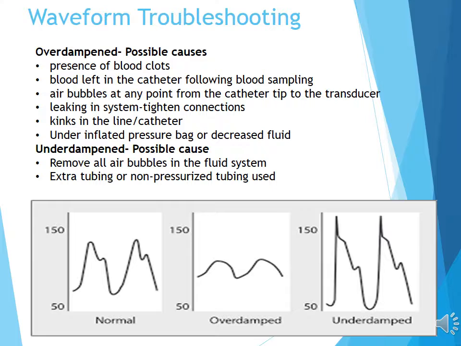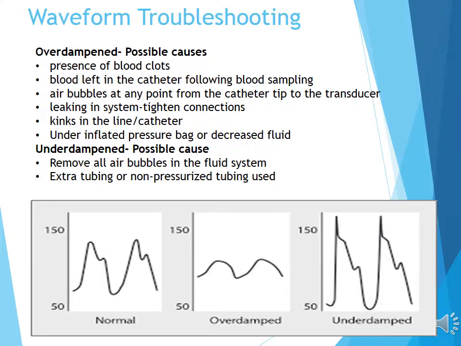So under-dampened, some possible causes, again, air bubbles, so you want to remove them in the fluid system, or if you have too much tubing or non-pressurized tubing, you want to make sure you always have that hard pressurized tubing when you have the ART line, and then only make the line as long as you need it. So you want to make sure that the patient's comfortable and it's not pulling too tight, but don't put a lot of extra length on that line because it makes the system inaccurate.